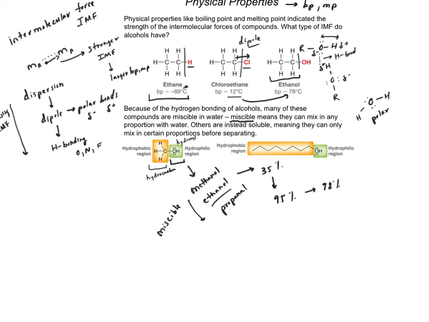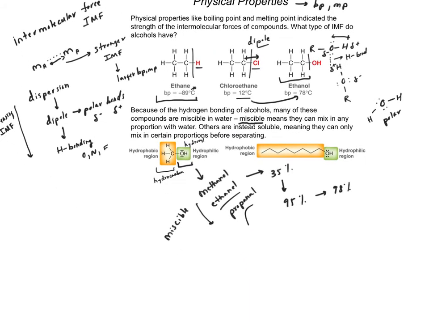As we increase that hydrocarbon chain, this miscibility actually starts to decrease. You can still be miscible up to propanol, but the minute you get to butanol, which has 4 carbons attached to the alcohol group, we stop being miscible and instead turn into a compound that is soluble. Butanol is soluble in water, but the difference between solubility and miscibility is that if you're soluble, you can mix, but you can only mix to a certain amount.